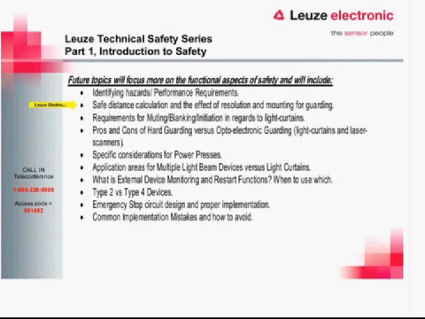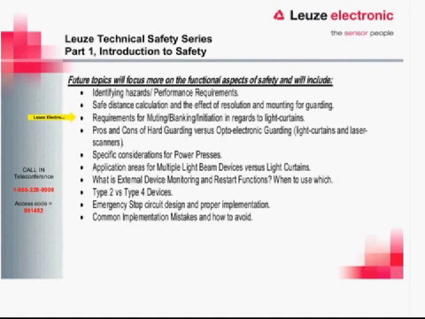We'll look at safe distance calculation and the effects that resolution and mounting have on that, depending on hard guarding or light curtains. Your resolution, in other words, the spacing between the beams, how big of a part that plays in your safe distance calculation, as well as the way that you mount them, how high they are off the floor, how tall the actual safeguarded area is. We'll look at specific requirements for muting, blanking, and initiation in regards to light curtains.